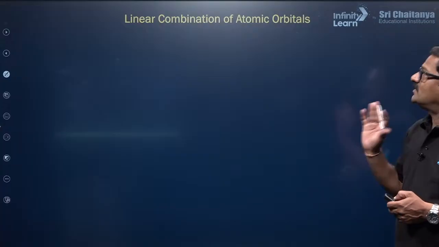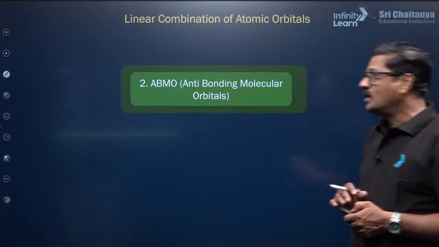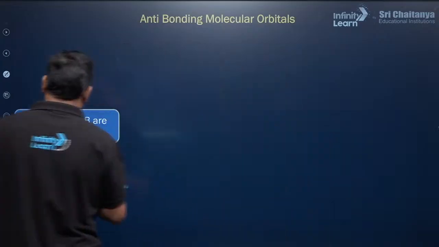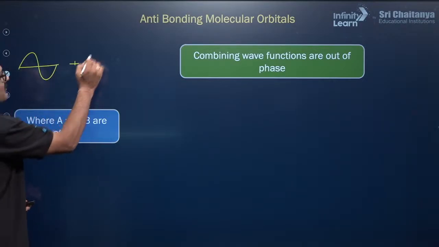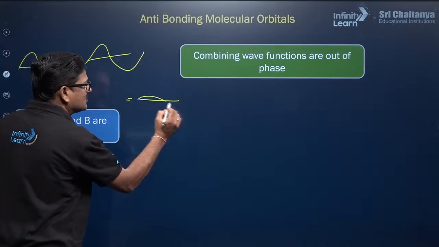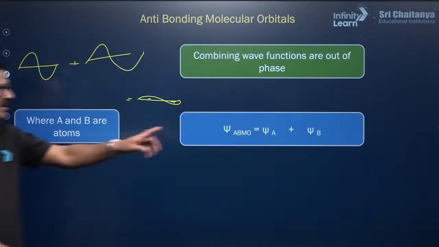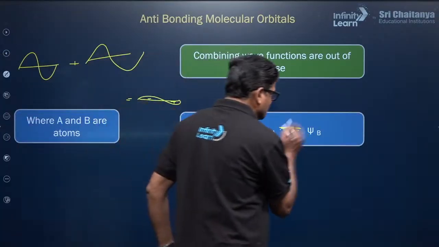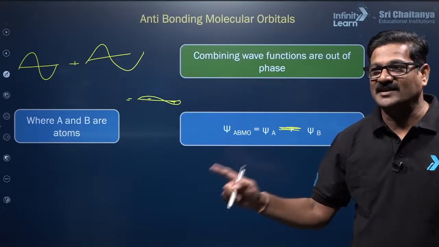And you can see linear combination of atomic orbitals. What will happen in destructive interference? How will the anti-bonding molecular orbital be? Where A and B are the atoms, the combining wave functions are out of phase. Here this is atom A combined with atom B. So you are going to get destructive interference. This is what is called the anti-bonding molecular orbital. It is given by destructive interference, psi A minus psi B.